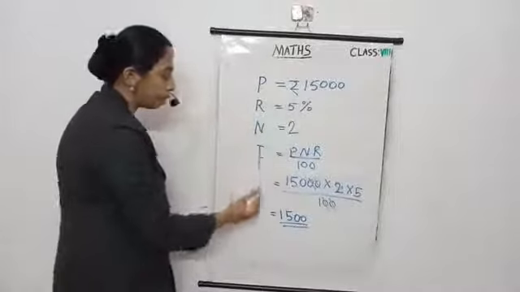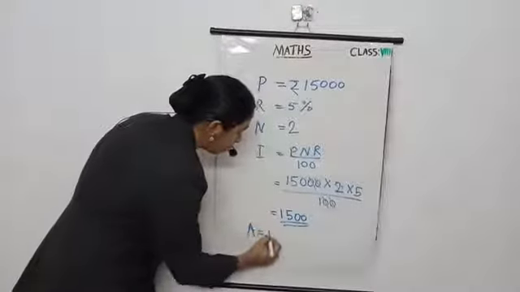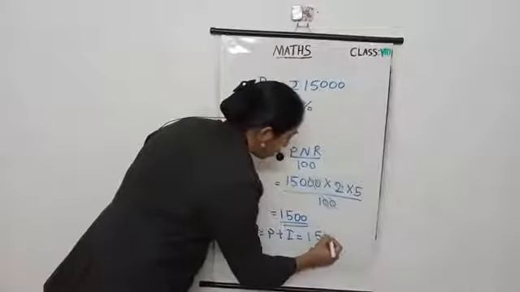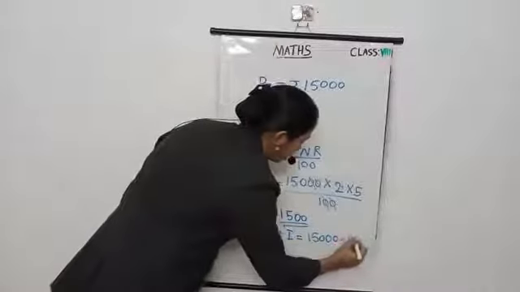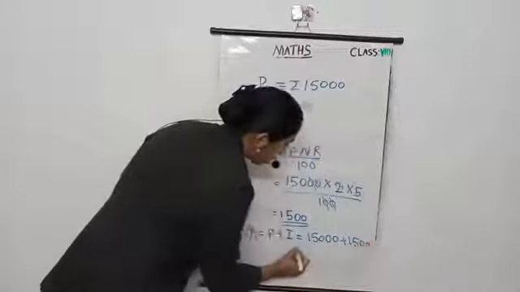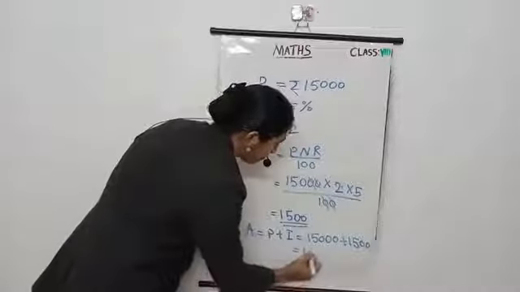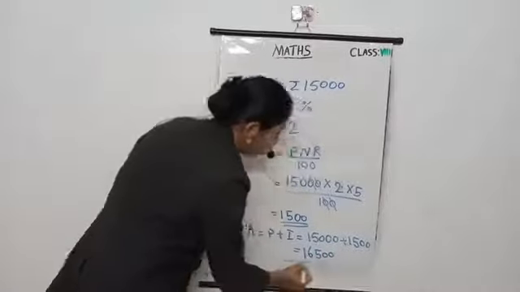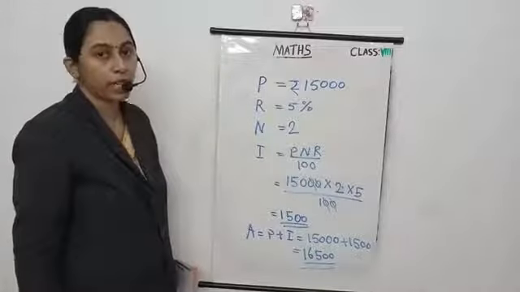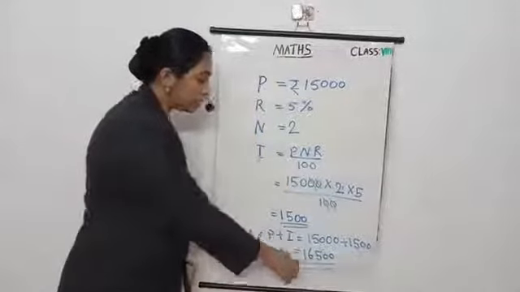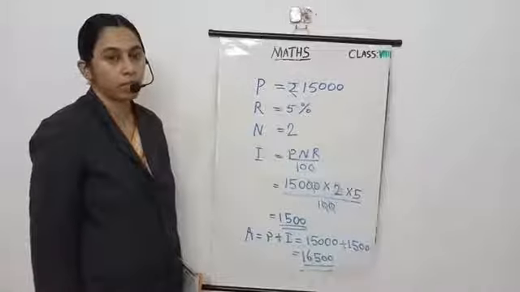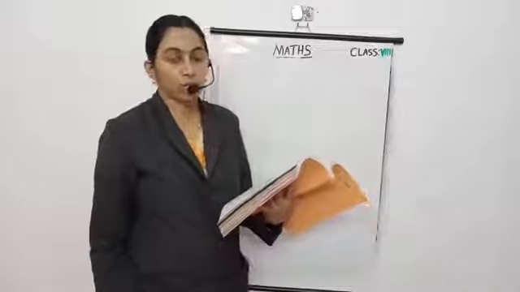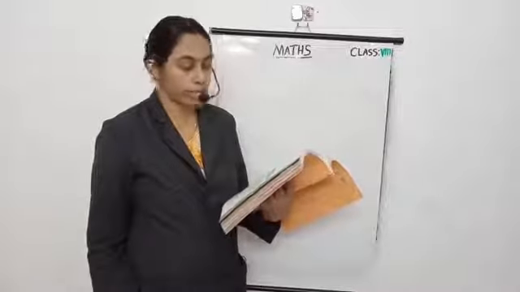Now amount is equal to P plus I, that is 15,000 plus 1500 equal to 16,500. So after 2 years we get 16,500 as the amount. Now take page 129. Try this question number 1. Only one question is there.